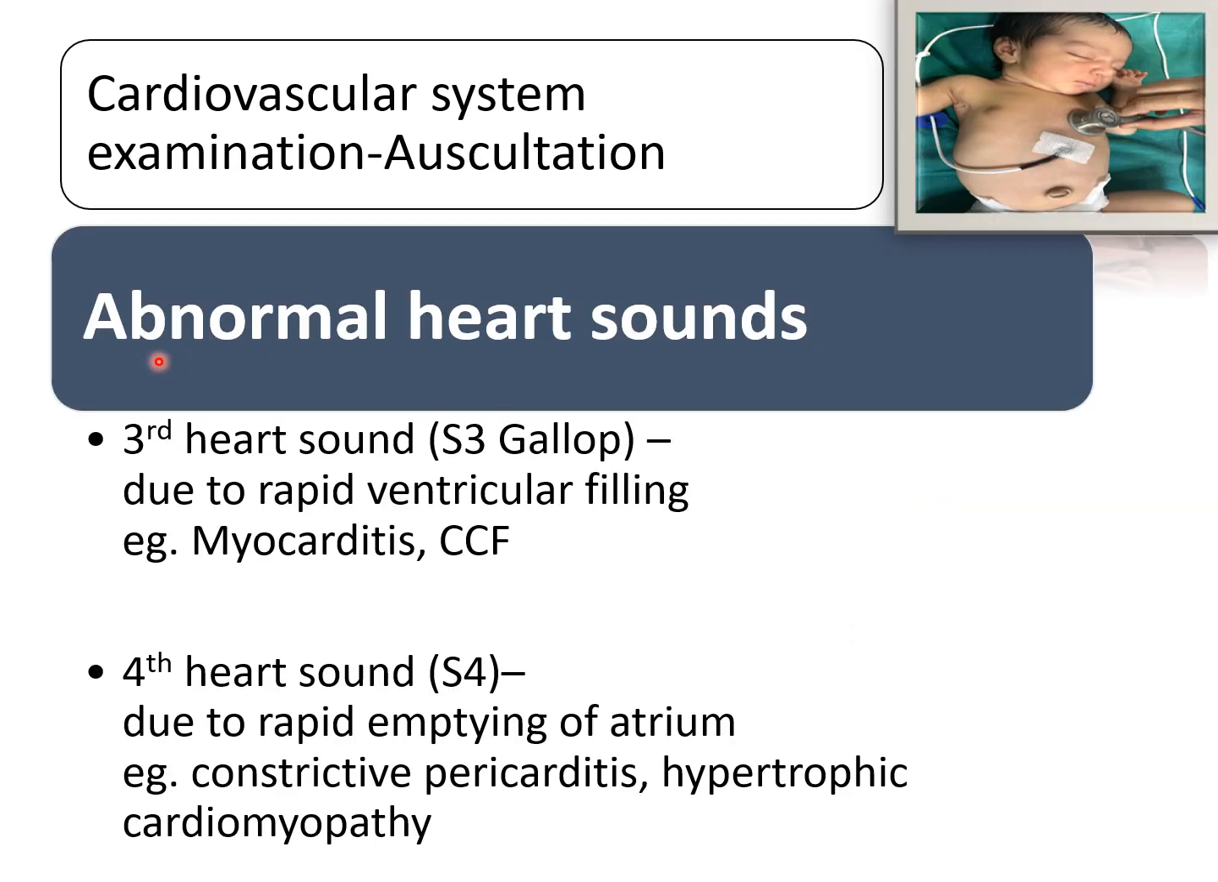In abnormal heart sounds, S3 and S4 are always abnormal. Third heart sound, S3 gallop, is due to rapid ventricular filling, audible in myocarditis and congestive cardiac failure. The fourth heart sound, S4, is audible due to rapid emptying of the atrium in constrictive pericarditis or in hypertrophic cardiomyopathy.